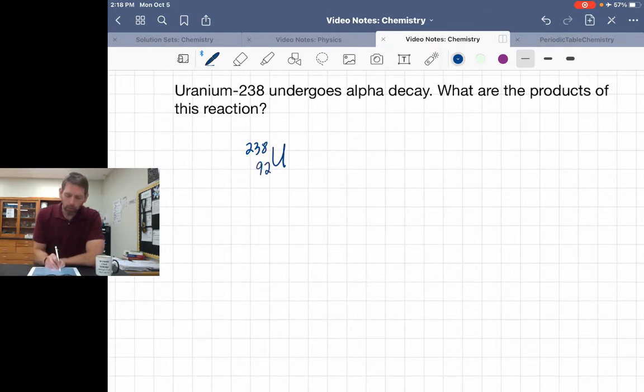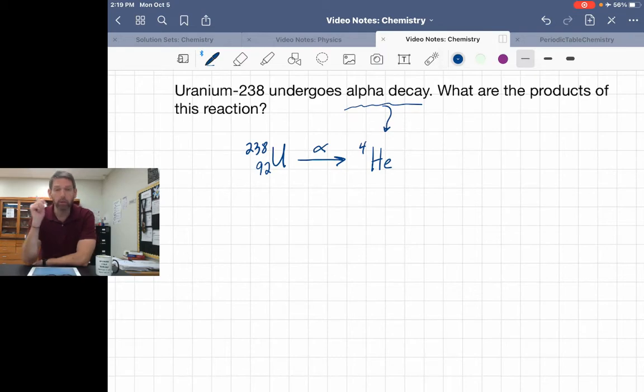Okay, so I'm going to draw a yield arrow, and I'm going to draw the alpha symbol above it. It's a way of showing exactly which process is occurring, if it's alpha decay or one of the other fission processes. Now what you need to remember is this: an alpha particle is always a helium-4 atom. Okay, so an alpha particle is always a helium-4 atom.